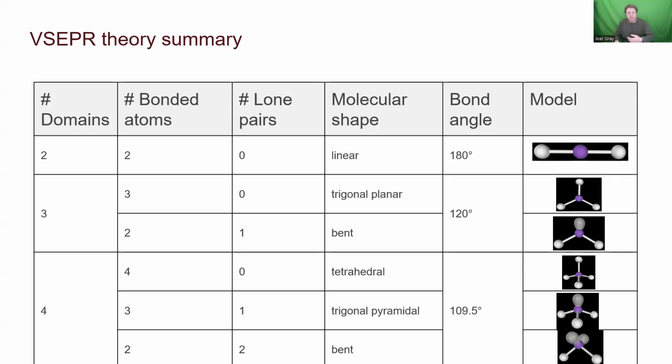I bring this up because this VSEPR theory uses kind of an AXE system. And what I mean by that is these letters represent different things. A represents your central atom. X represents your adjacent atoms. And E represents lone pairs of electrons.